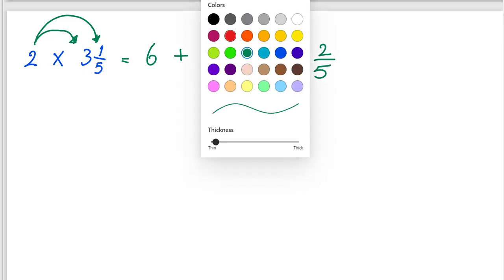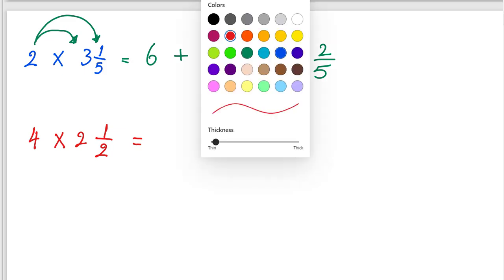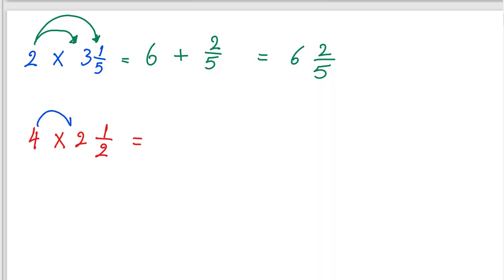Okay, another example. 4 times 2 and 1/2. Okay, let's do it. Multiply the 4 by the 2 and multiply the 4 by the 1/2. 4 times 2 equals 8 and 4 times 1/2 equals 4 halves. Oh, 4 halves. This is an improper fraction. It's equal to 2. So this is 8 plus 2.